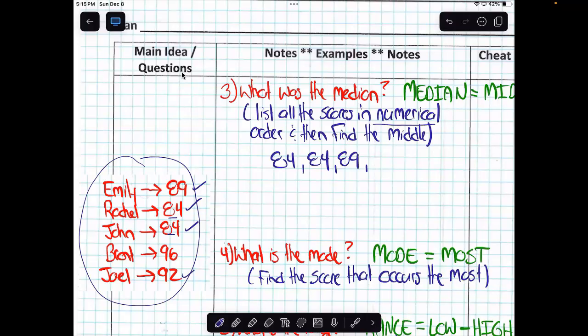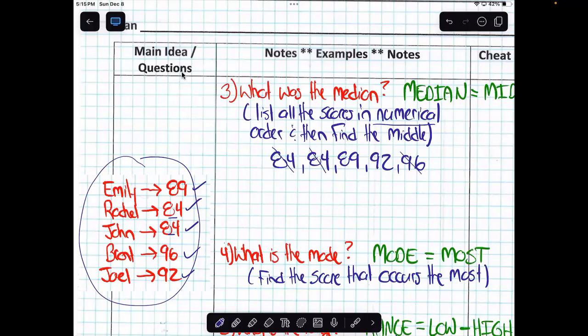Joel had a 92. And Brent had a 96. I have now listed all the data in order from the smallest to the biggest score. To find the middle of the data, we're simply going to cross off the data from each end. So I cross off my 84, I cross off my 96, I still have 3 pieces of data.